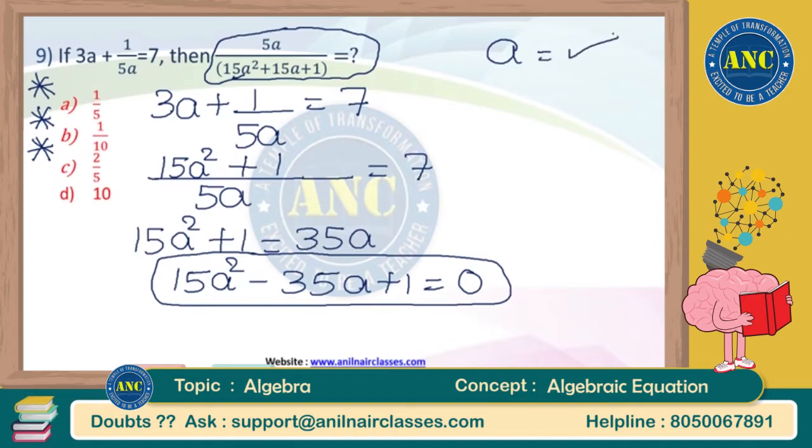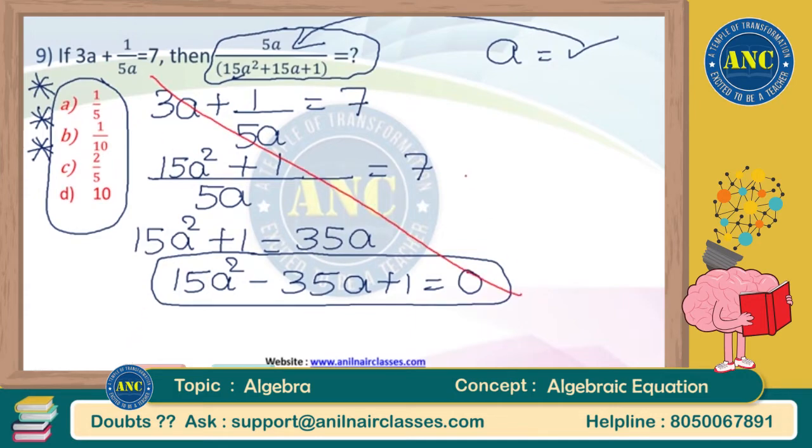Some value of a you will get. In fact, two values you will get. And you will substitute those values of a in the given question. Eventually you will get one of the answer options. But having said that, yes, this is a good method, but this is not the best method. It is a lengthy method, sir. You are wasting too much of time.